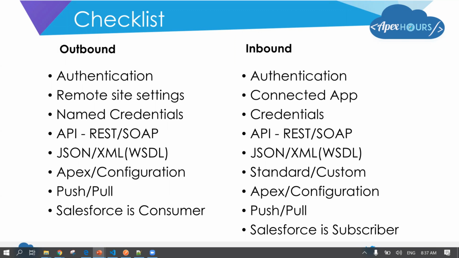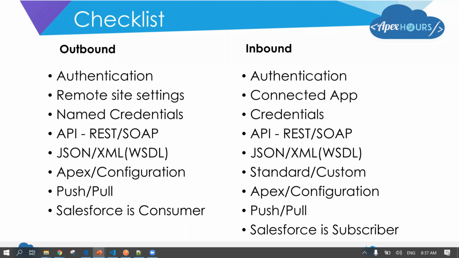Inbound would contain, again, authentication, connected app. We would be seeing that demo tomorrow. Then credentials would be needed from the connected app. Then we would need to know which API we are interacting with when it comes to Salesforce. It's a Salesforce REST API or Salesforce SOAP API. It's a JSON request or JSON response, or XML request or XML response using WSDL.